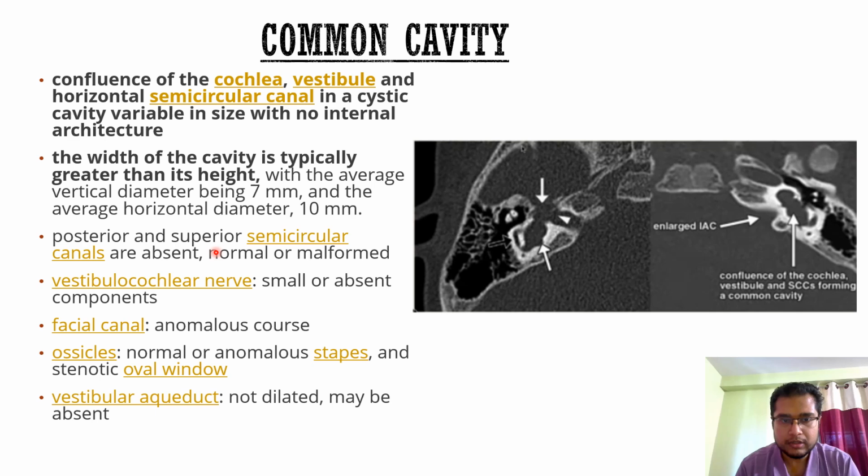The width of the cavity is typically greater than its height, which we have to remember for the diagnosis. The posterior and the superior semicircular canals are absent, normal, or malformed, and the vestibulocochlear nerve is small or has absent components. The facial canal will have an anomalous course, and the ossicles are normal, or an anomalous stapes might be present. The vestibular aqueduct is not dilated and may be absent. This is very important. So there is no differentiation between cochlea and the vestibule. There is a common cavity, the width of the cavity is greater than its height, and the vestibular aqueduct is not dilated, which is what we have to remember here.